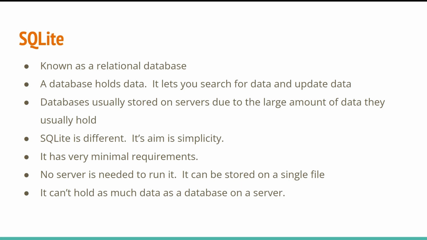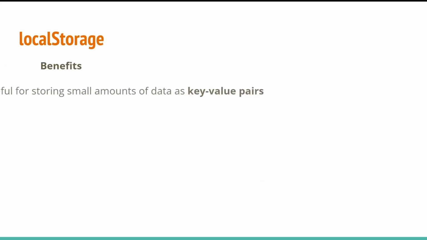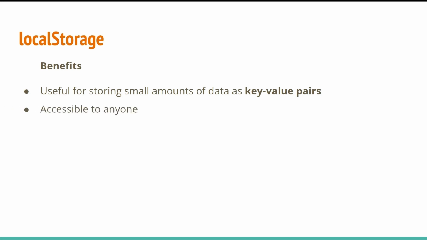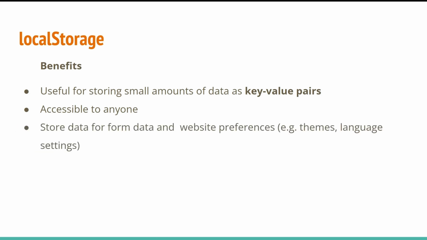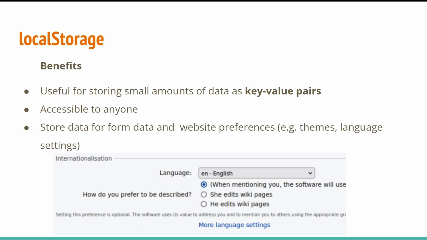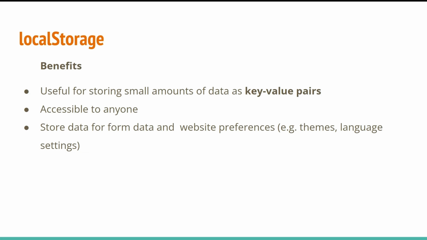So the main benefits to using local storage is that it's very useful to store and retrieve small amounts of data. The way local storage saves data is via something called key value pairs. We'll explain more about this shortly. The way data is saved and retrieved from your application, even if you refresh or close the browser, means the data is accessible to anyone. Common uses for the stored data include saving website preferences such as the website theme you want to use for your profile or the language you have selected.